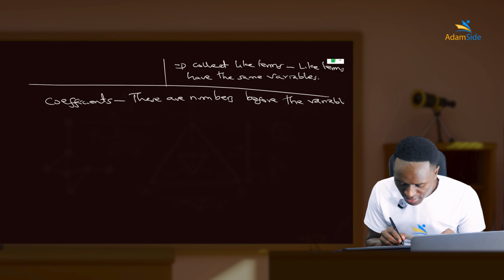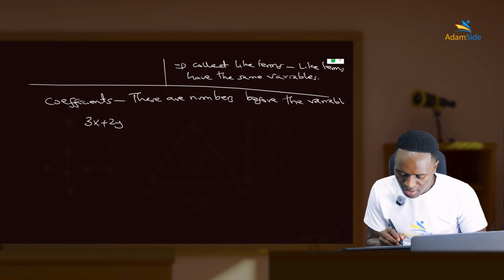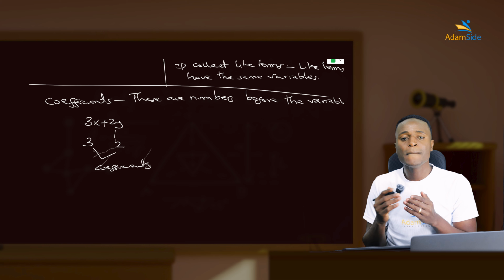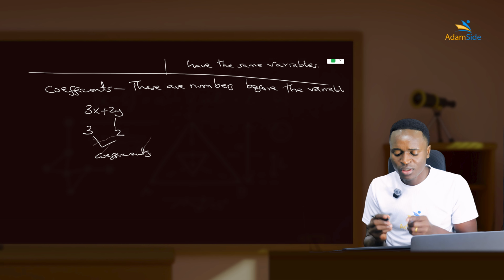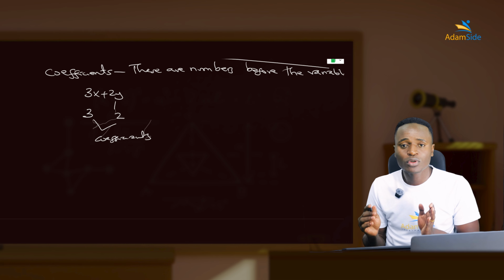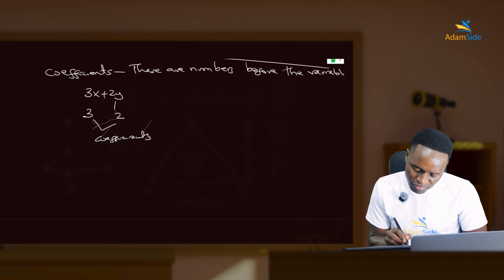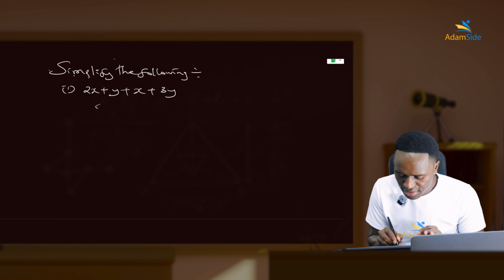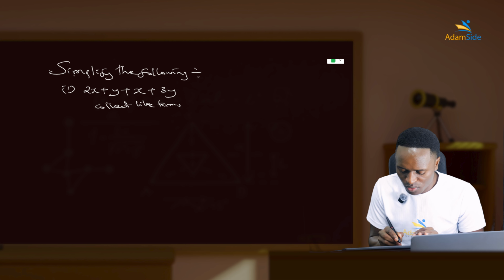For example, 3x plus 2y. The coefficient of x is 3 and the coefficient of y is 2. So 3 and 2 are called coefficients, the numbers before the variables. If we know the coefficient, then simplifying won't be an issue. What if you're told to simplify the following? In this case, you need to collect like terms.